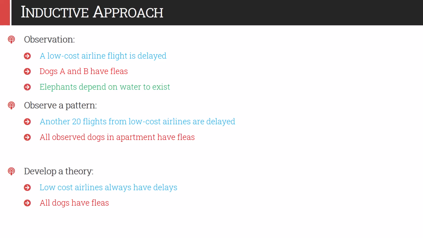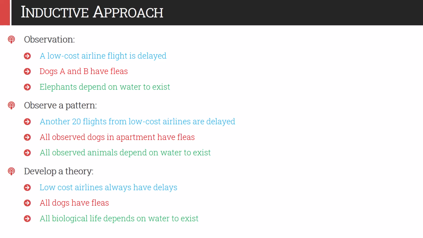Elephants depend on water to exist. So that is true for elephants only. To generalize it, we have to observe it at a larger sample. So we have observed that, okay, all observed animals depend on water to exist. So from these two statements, we can generalize that all biological life on the earth depends on water to exist. So see how we have moved from a specific case to a generalized way. That is called the inductive approach.